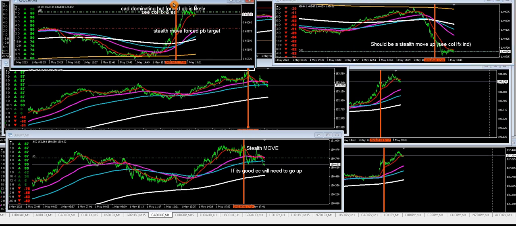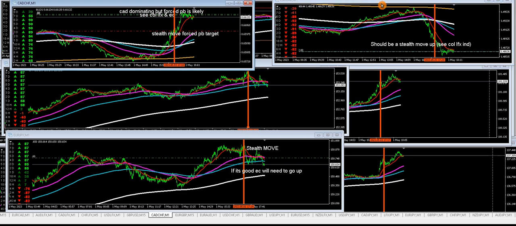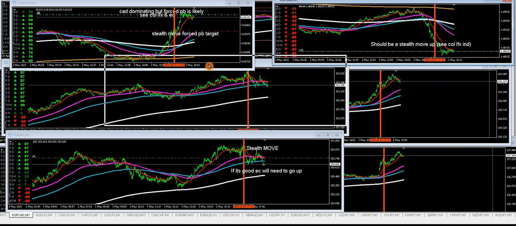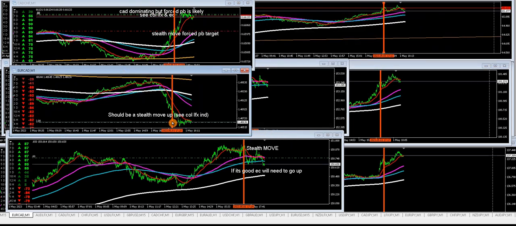So Euro CAD is telling us that it's got some strength here. CAD Swiss is telling us it's slowed down. This move will have to rise and follow its yen competitors.